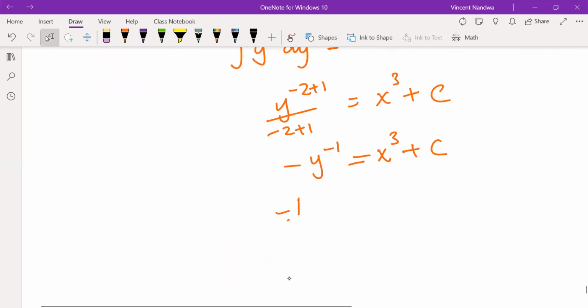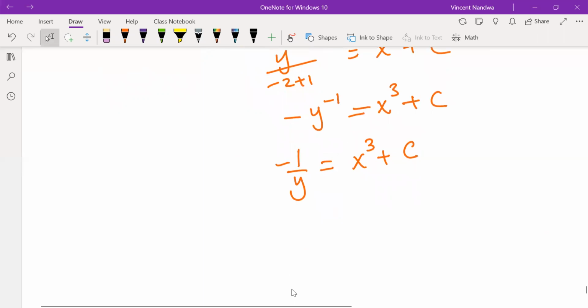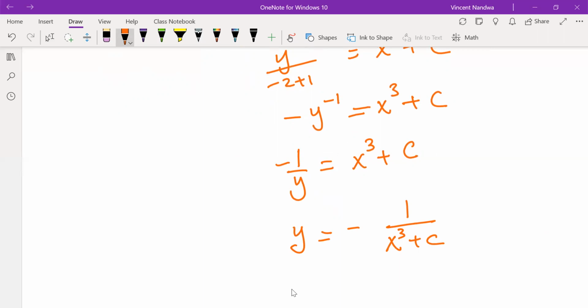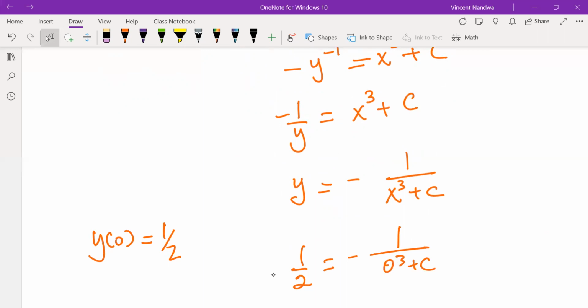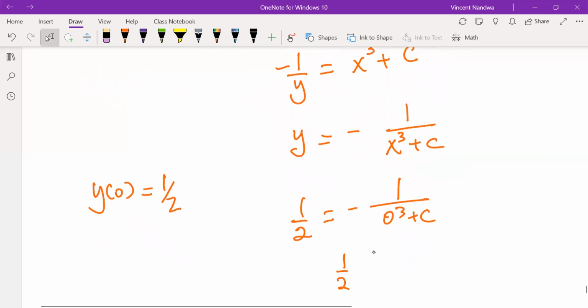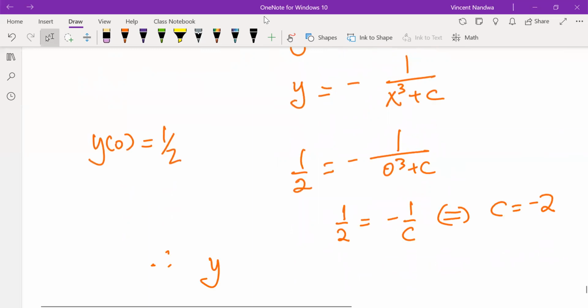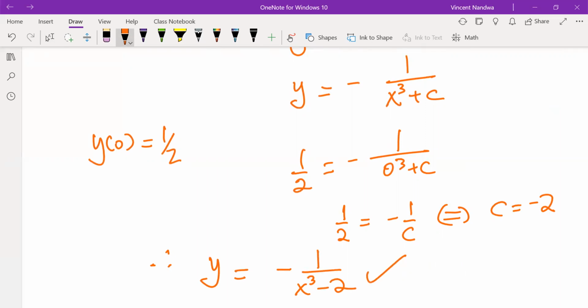Or we can write this as negative 1 over y equals x cubed plus c. Or you can say y is given by negative 1 over x cubed plus c. But we have been given the condition y at 0 is a half. So a half equals negative 1 over 0 cubed plus c. So we have a half equals negative 1 over c. Cross multiplying, we get c equals negative 2. Which means that the solution is y equals negative 1 over x cubed minus 2. So this forms the last step in that equation.